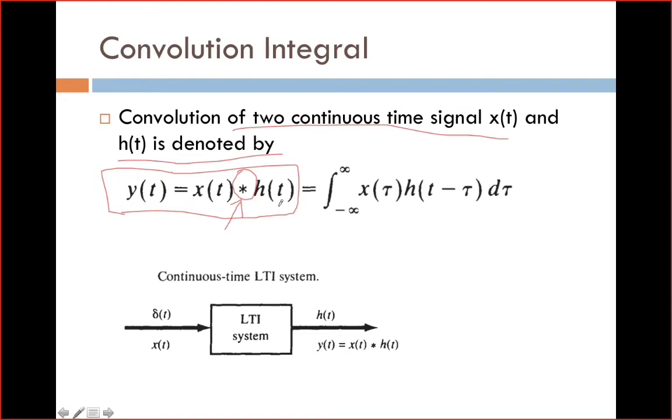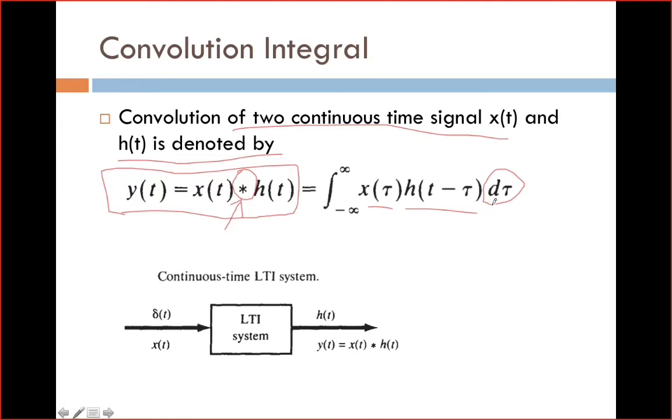This can be represented using integration from minus infinity to plus infinity of x of tau into h of t minus tau d tau. This equation, the convolution integration formula, I have given in the previous lecture.